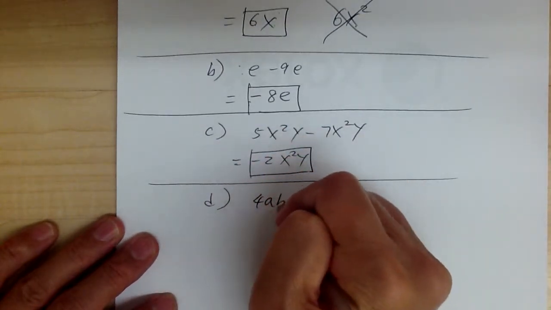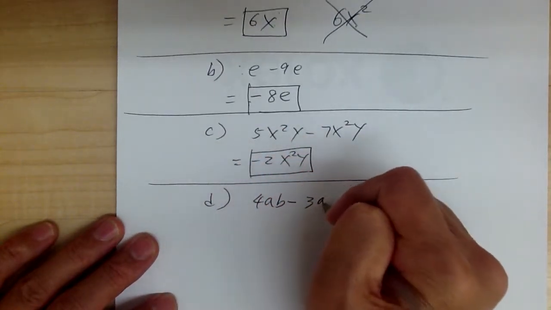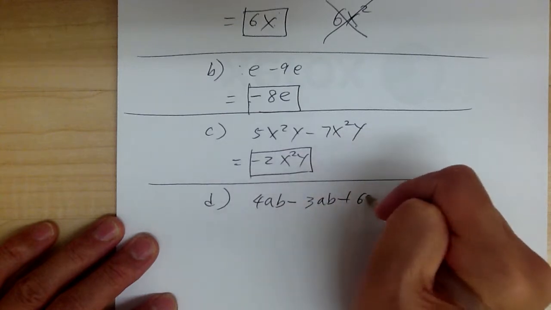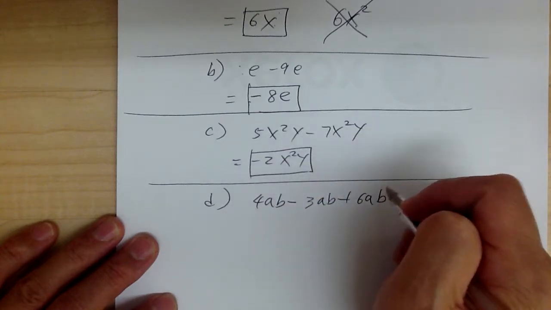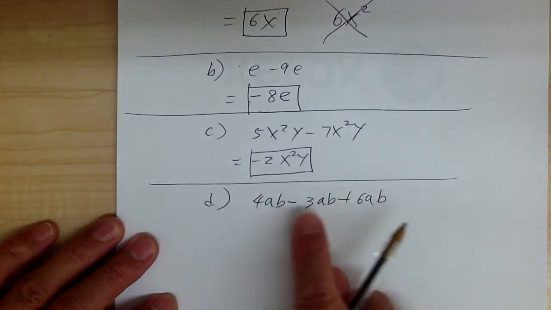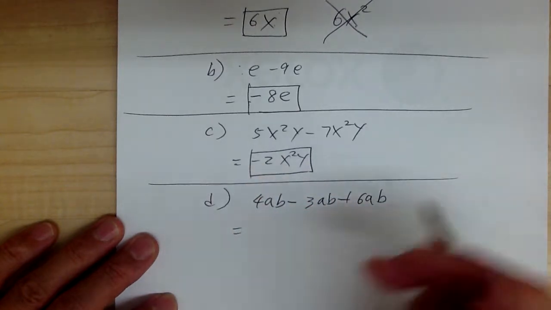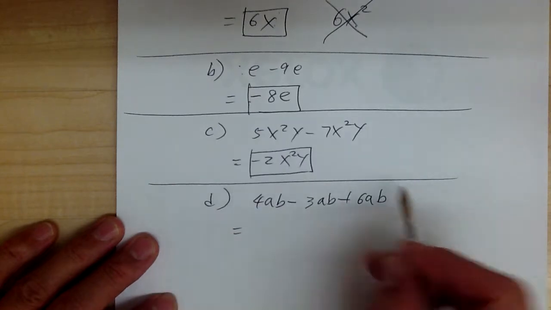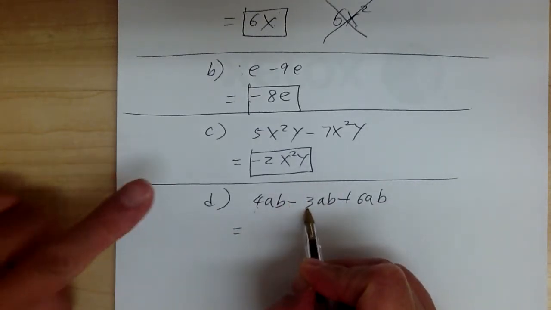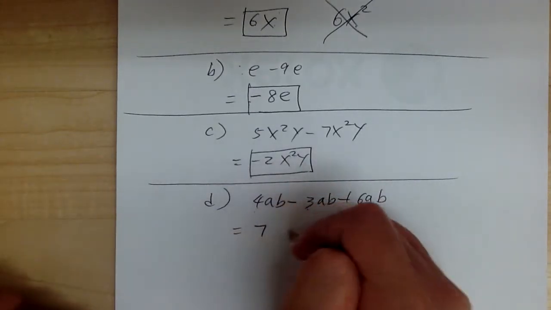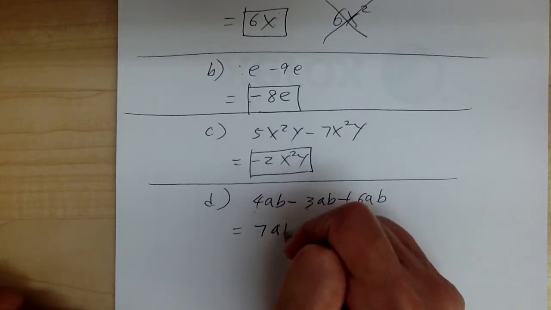You got 4ab minus 3ab plus 6ab. Okay, so you can check. Okay, all these are like terms. So these are ab. So they are all same. So they are like terms. So you can subtract. So again, you go from left to right. So 4 minus 3 is 1. 1 plus 6 will give you 7, so it ends up being 7ab.